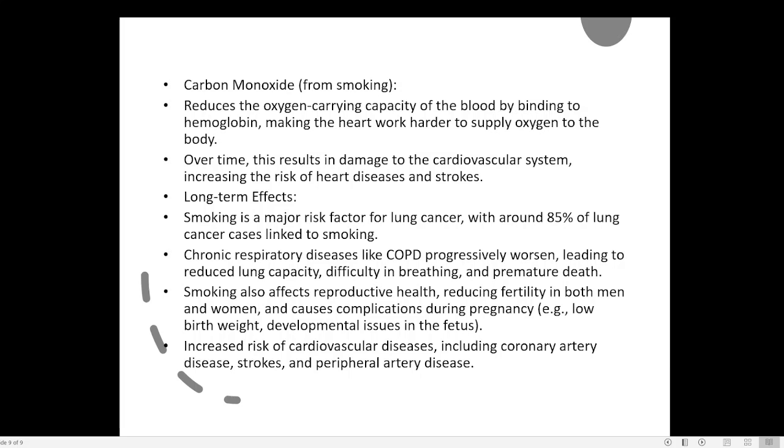Then coming to the cardiovascular system, it will be leading to coronary artery diseases and stroke. Stroke means a rupture of a blood vessel in your brain is known as a stroke. Then peripheral artery disease, that is, the blood vessels supplying the skin will be gradually damaged. So those areas may not be getting enough blood. So these are some of the long-term problems associated with smoking.